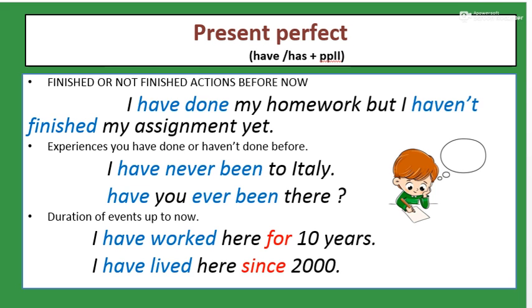Okay, just now I will explain about present perfect tense. First one, finished or not finished actions before now. I have done my homework, but I haven't finished my assignment yet. Second one, experiences you have done or have not done before.